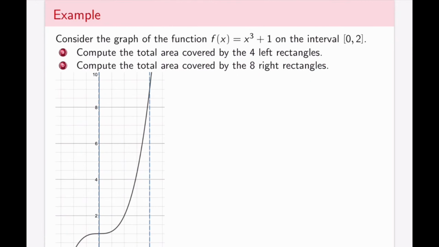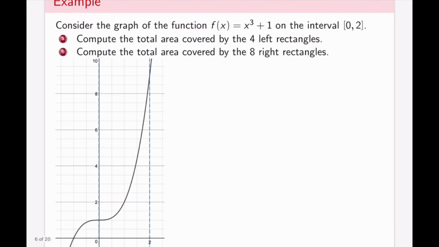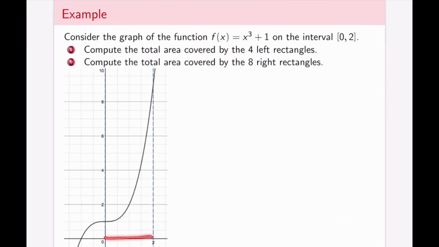So here I have a different function. My function is a cubic, x cubed plus 1, and I consider it on the interval between 0 and 2. I have 2 things I would like to do: compute the total area covered by 4 left rectangles, and then compute the total area covered by 8 right rectangles. So how are these pictures going to be different, and what are going to be the corresponding answers?